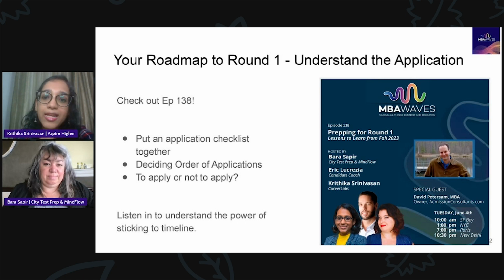So I would say that spending a little bit of time in deciding the order of your applications would be important. And last but not the least, deciding whether to apply or not for a round often gives a lot of grief. It's like, should I take the test once more, or should I really apply in round one, or am I not going to have any chance in round two at all? So these are some of the big problems that I see in my candidates.